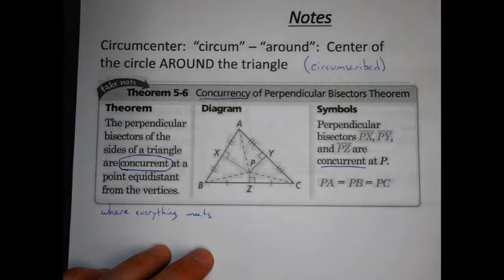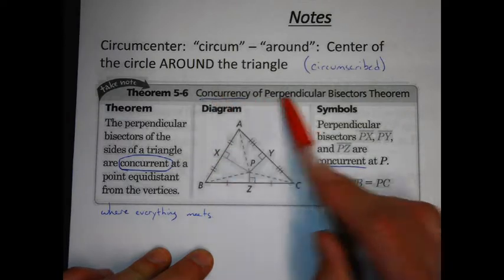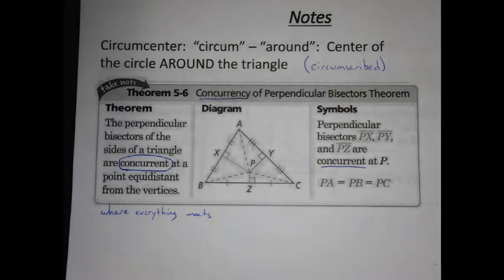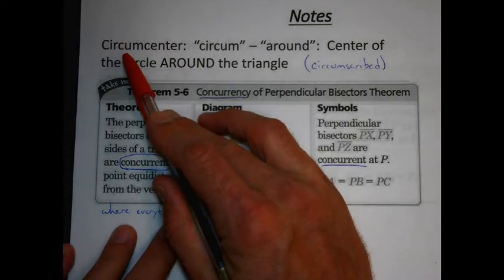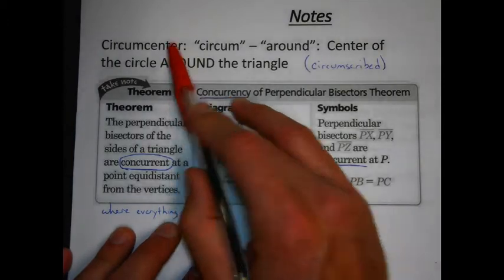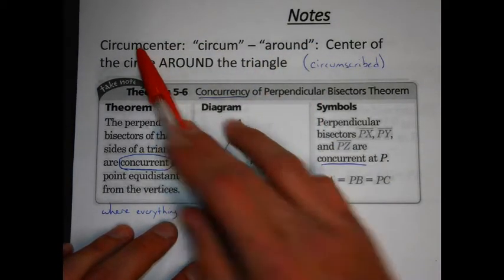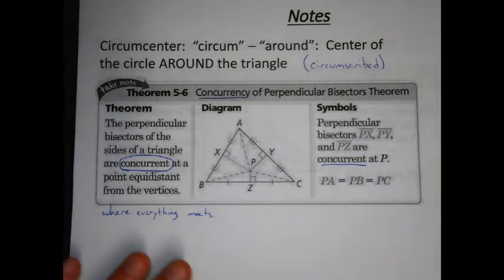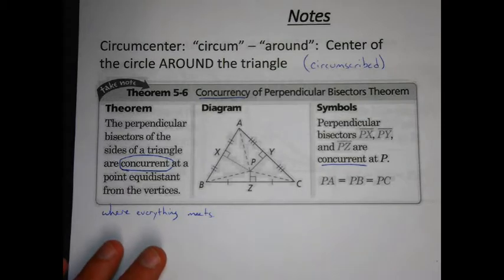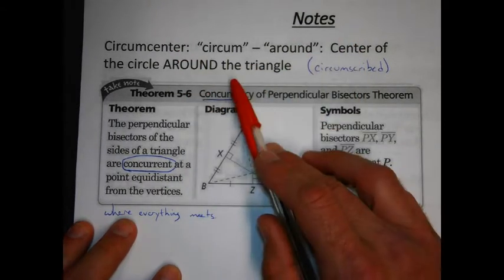The first note I want to talk about is the theorem that talks about concurrency of perpendicular bisectors. It's not so much that we're going to use it, but it helps to build vocab. So we have this thing called the circumcenter that this particular theorem discusses. The circumcenter is basically the center of a circle that goes around the triangle, that is circumscribed around the vertices of a triangle. That's what a circumcenter is, the center of a circle around the triangle.